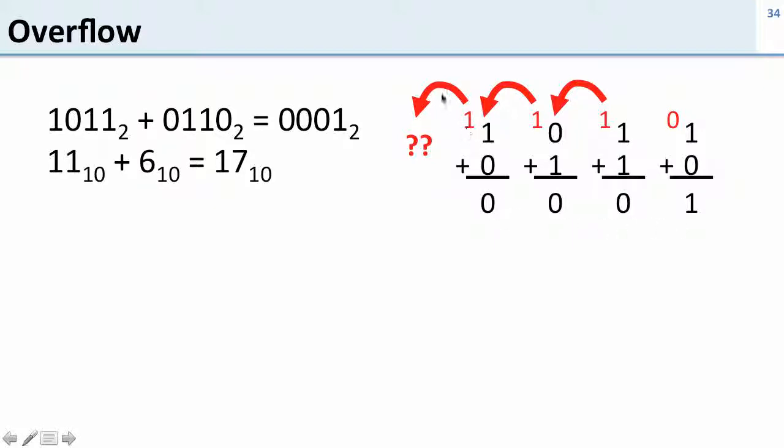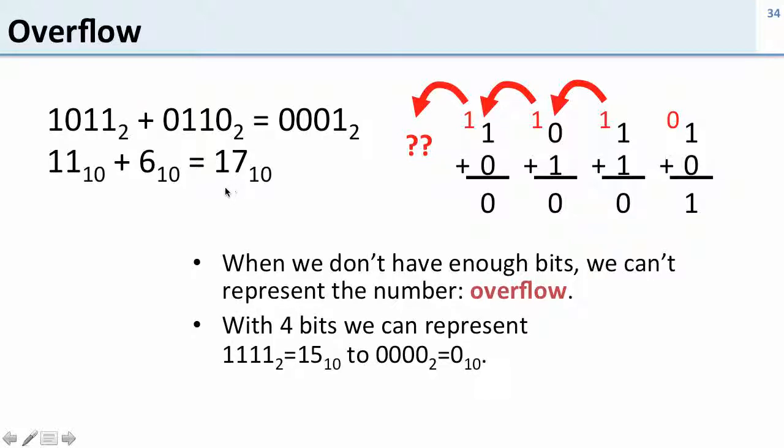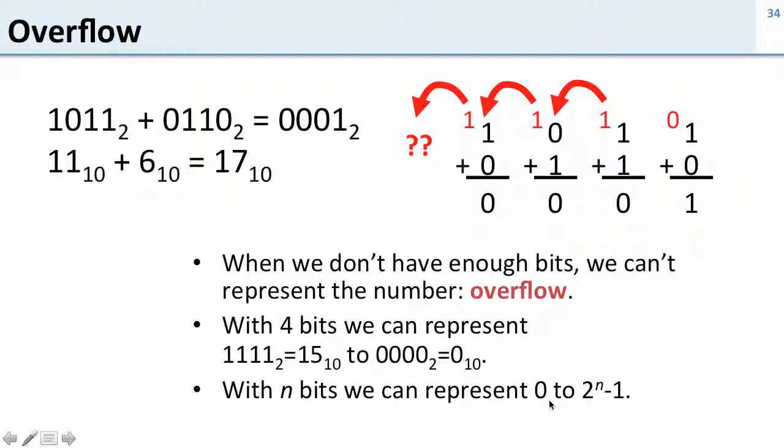So we had a problem here. We had a carry out of the last bit. And we don't have enough bits like this, we can't represent the number. So there was no way to have the number 17 with only 4 bits. So we knew our math added up to 17, which is more than we could fit. This is called an overflow. So with 4 bits, we can represent 1111, which is 15, to 0000, which is 0. In general, you can represent 0 to 2 to the n minus 1 with n bits.